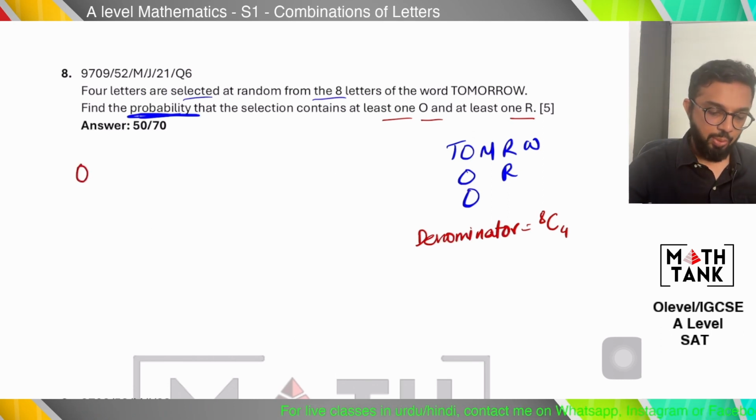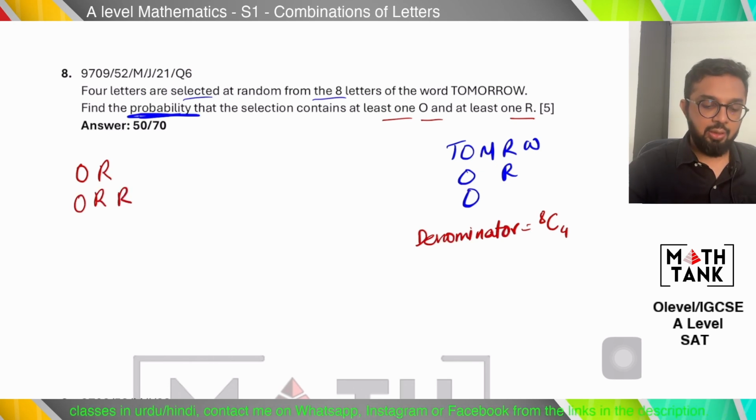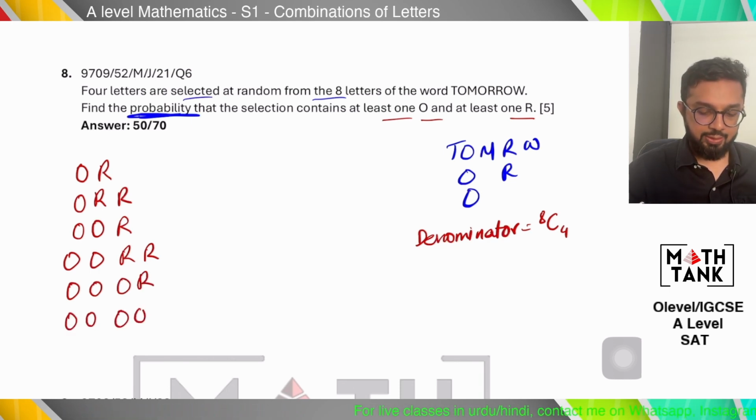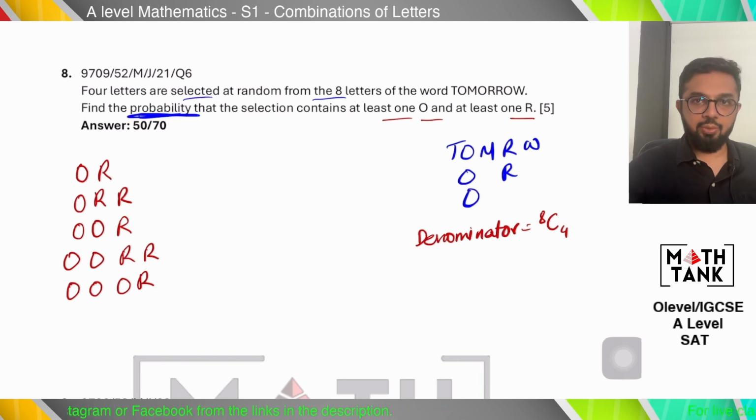So one O, one R; one O, two R's; two O's, one R; two O's, two R's; three O's, one R; and three O's and two R's. Oh, there are just four. Okay, so this one doesn't exist. Three O's and an R. Yep. Okay. So what I then try to do is, I hope I've done all the cases here, but we'll know when we get the final answer.